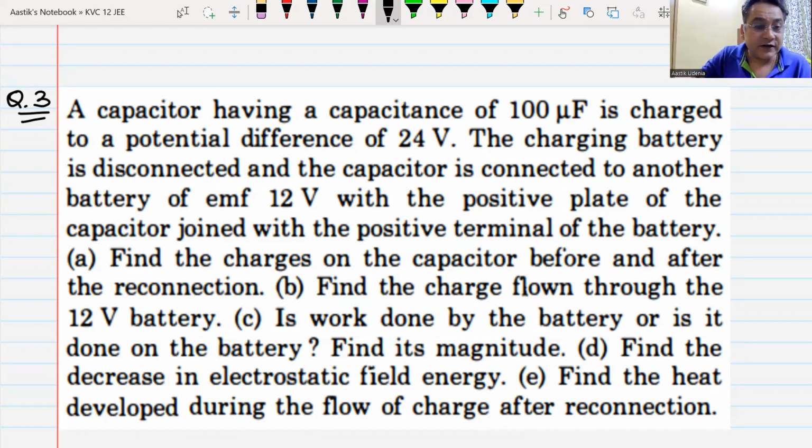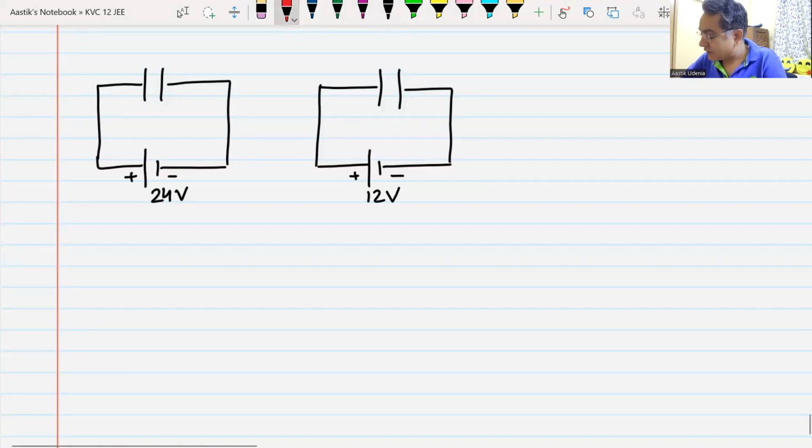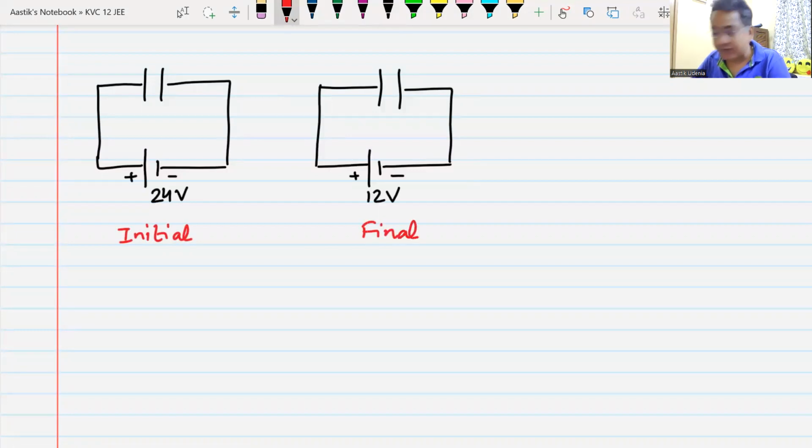So I have drawn these two revolutionary diagrams. This is the capacitor connected to the 24-volt battery. This is plus, this is minus. This is plus, this is minus. This is the 12-volt battery. Understand that this is the initial condition and this is the final condition. Remember that the positive terminal is still connected to the positive terminal.